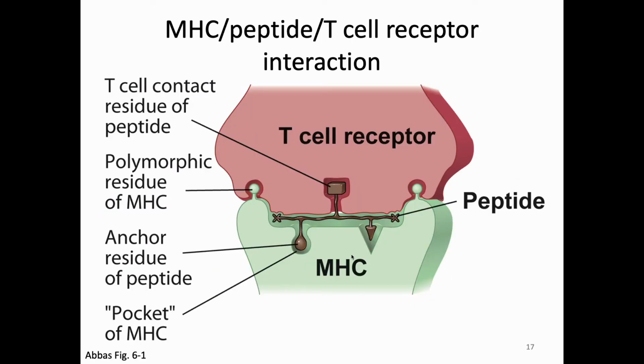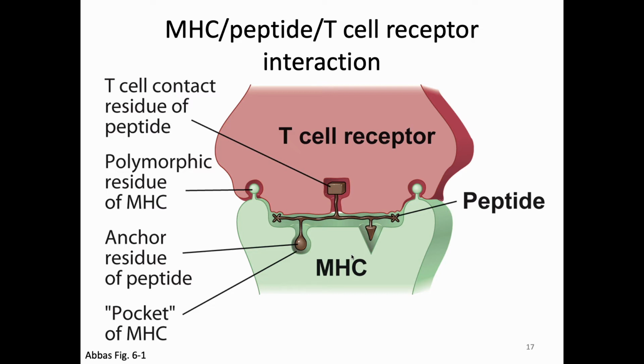You can actually see this in more detail here as well. For some reason, this figure really clicks for me. You're going to see this figure a lot because it seems to make sense for me as a way to explain some things. Here you can see an MHC molecule in green and a T cell receptor in pink, and a peptide being presented in brown.